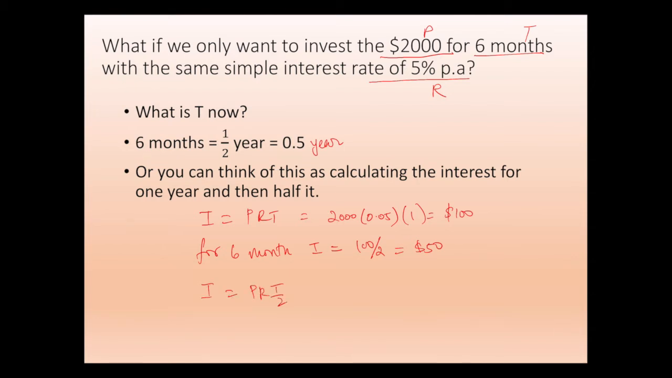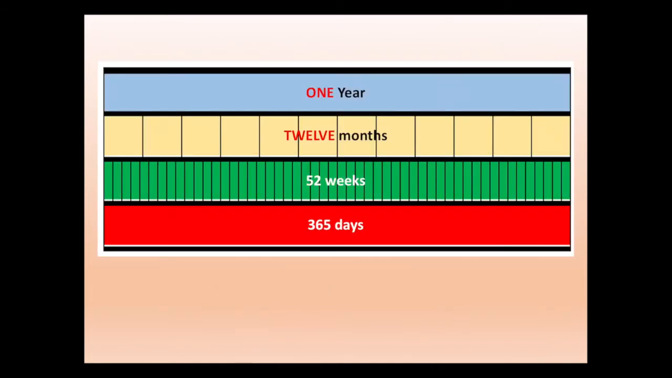Or what we can do is straight away put in the half, PRT over 2, since we know that is half a year. Therefore it is 2,000 times 0.05 times 1 over 2 equals 50. Either way is fine.